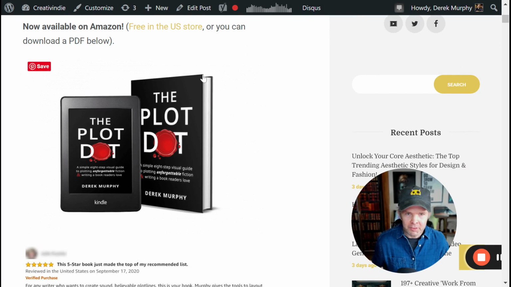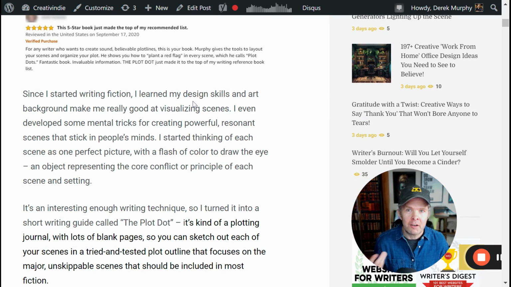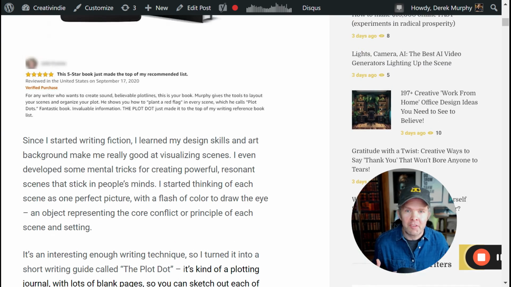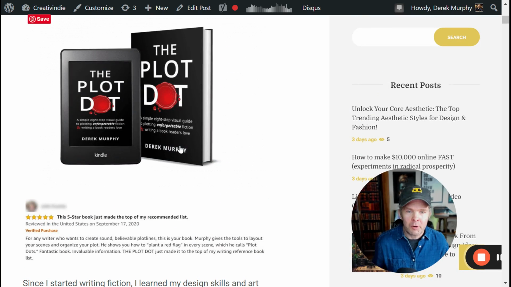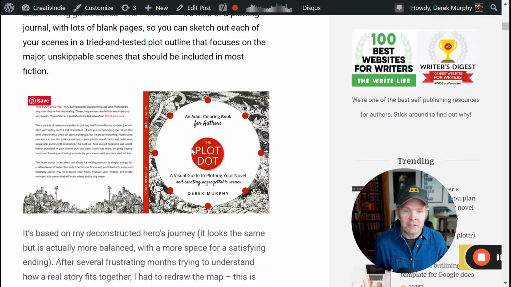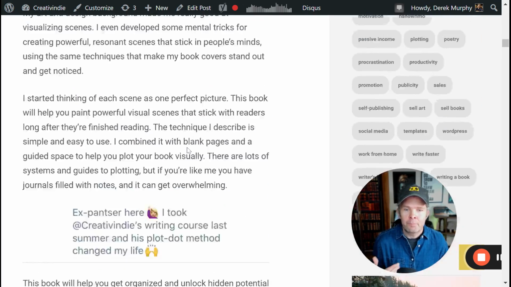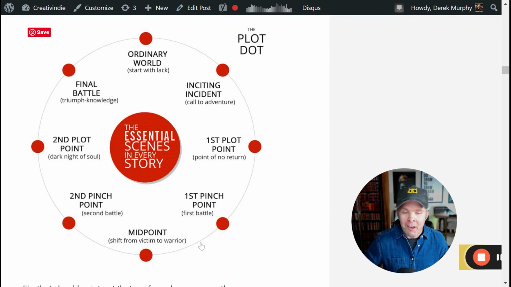It's not exactly a book, though. It's not a thick book like this. It's basically, I've got the same content on creativeindie.com, so you can find most of it there. The idea behind it is more as a coloring book, because the main point I was trying to make in the Plot Dot is also about visualizing your scenes. So it's helpful to have turning points, and that will help you to map out and outline your novel.